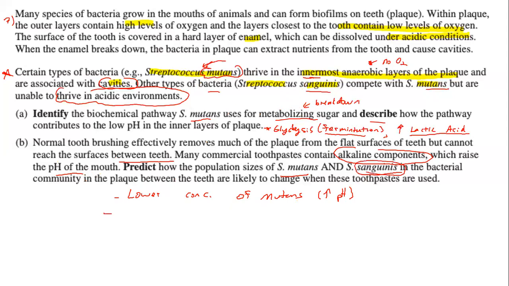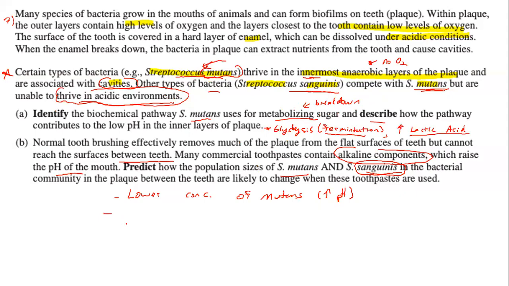And it tells you that the Streptococcus sanguinis, they compete with the mutants, but they're unable to thrive in the acidic environments. So basically, the more of the Streptococcus mutans you have, the less of the sanguinis you have, because it tells you that they compete with one another. Well, all of a sudden now you've taken out the mutans because you've increased the pH.